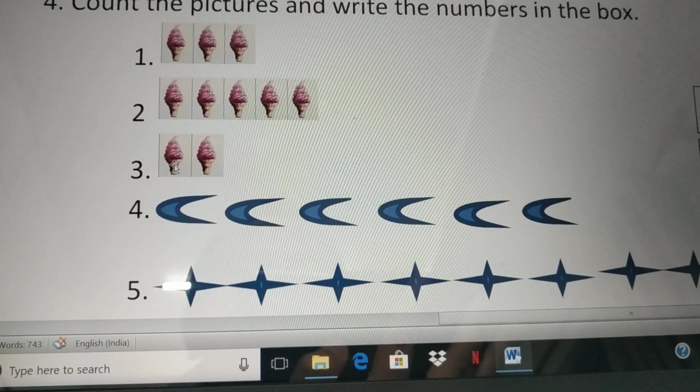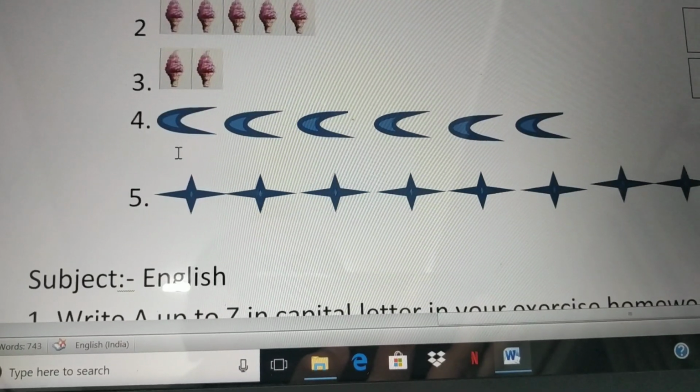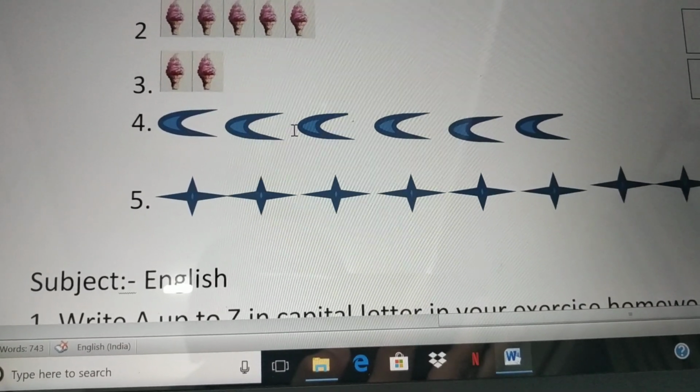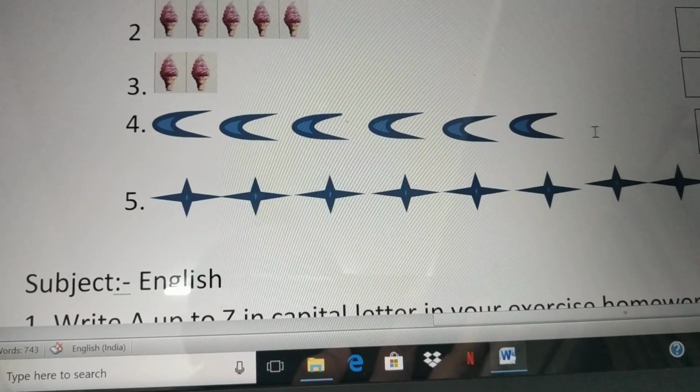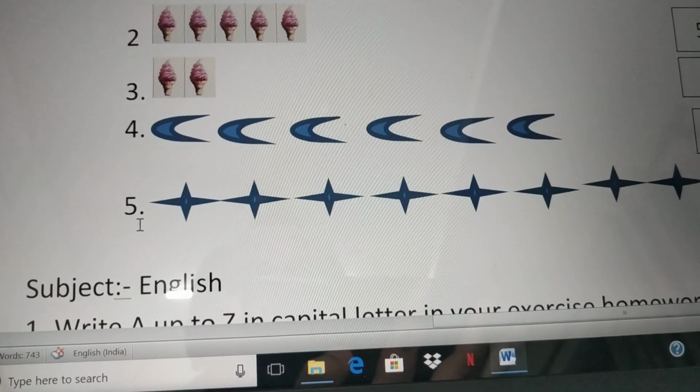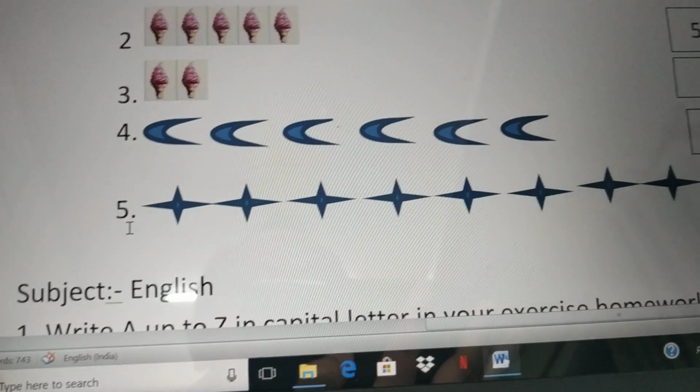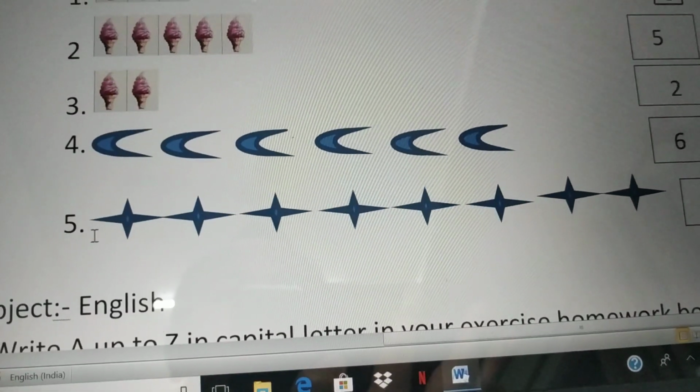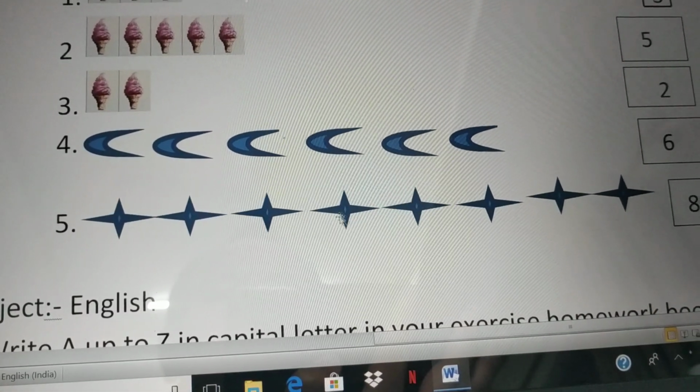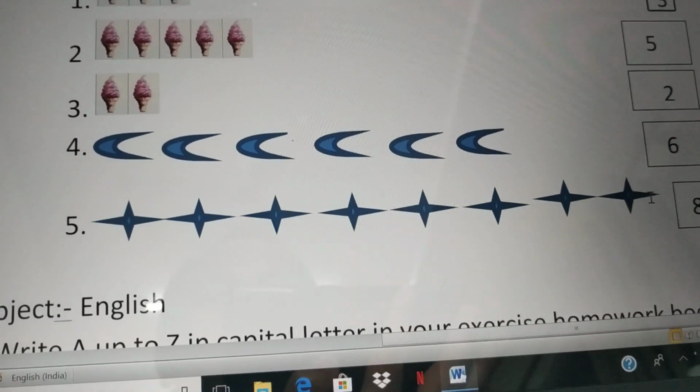The third picture, 1, 2. In the fourth picture, 1, 2, 3, 4, 5, 6. There are 6 pictures. Again, in the fifth, 1, 2, 3, 4, 5, 6, 7, 8 pictures.